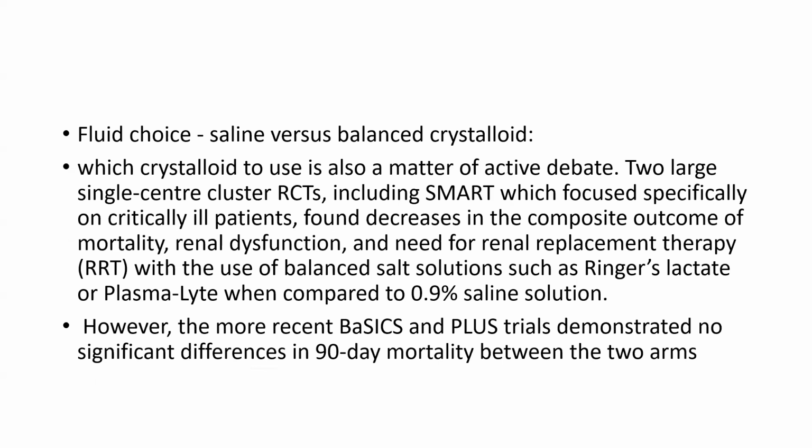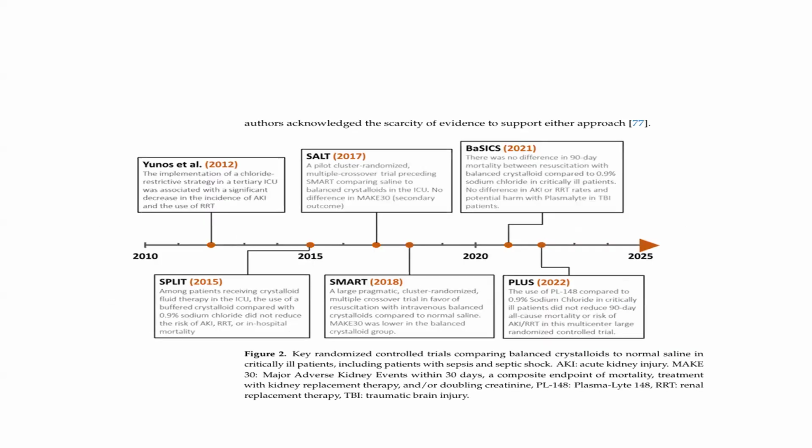Two large single center cluster RCTs, including SMART, which focused specifically on critically ill patients, found a decrease in the composite outcome of mortality, renal dysfunction, and need for renal replacement therapy with the use of balanced salt solutions such as Ringer's lactate or Plasma-Lyte when compared to 0.9% saline solution. However, the more recent BaSICS and PLUS trials demonstrated no significant difference in 90-day mortality between the two. So these are the key randomized controlled trials comparing balanced crystalloid to normal saline in critically ill patients.